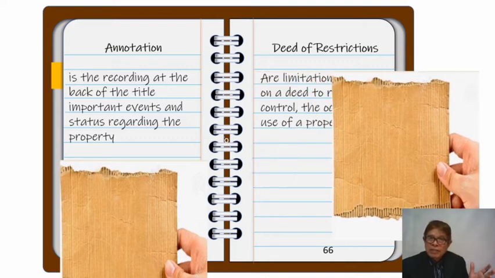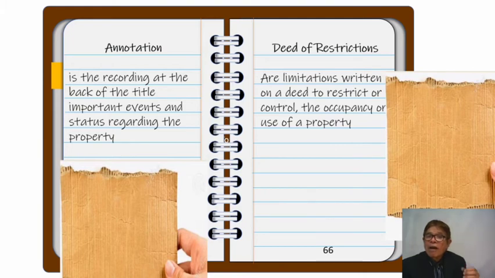Deed of restrictions are limitations written on a deed to restrict or control the occupancy or use of a property. It is advised that the salesperson or broker knows the basic deed of restrictions of any project so he can answer buyers' questions and can easily find ways to handle objections of buyers, especially if the deed of restriction seems too strict. The agent should focus on the benefit, why such deed of restriction is created.